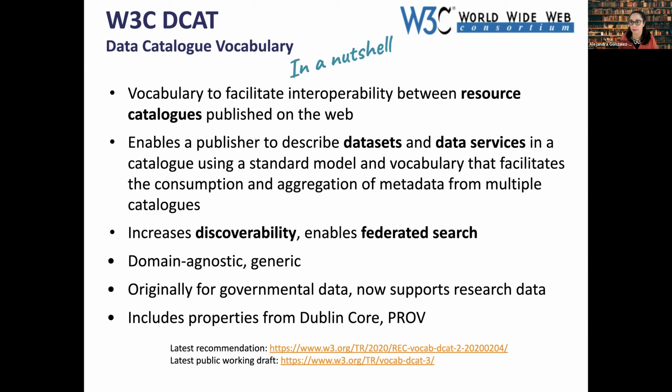It enables publishers of data sets and data services, and you'll see that this is one of the additions in the more recent versions, to use a standard model to describe what is available in different catalogs. It allows to discover data more easily and enables searching across, as we discussed. So this is federated search. As it was mentioned, it's domain agnostic, so it's very generic and it can be applied to any domain, and it can be combined with domain-specific vocabularies that will describe the domain-specific data.